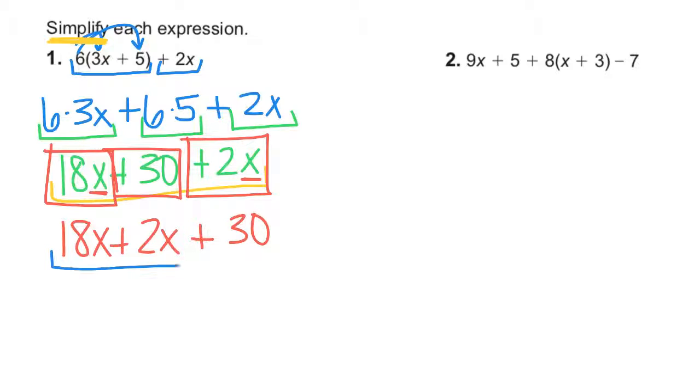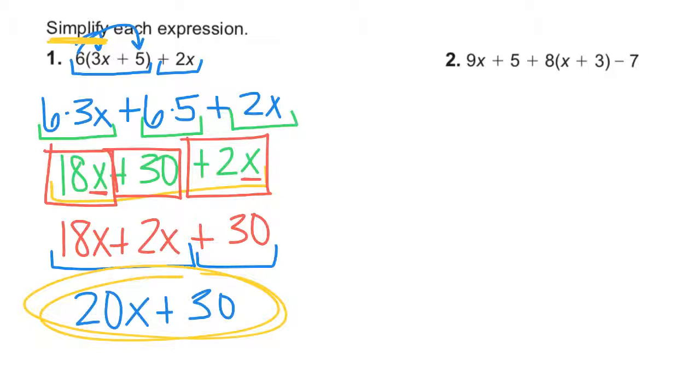Now I can see that I can combine the 18x and the 2x and get 20x, and then bring down the 30. I cannot combine these two items, again, because this has an x on the end, 20x, and this 30 does not. So therefore, my final simplified expression for number 1 would be 20x plus 30.